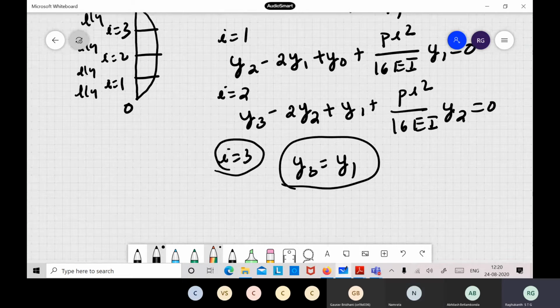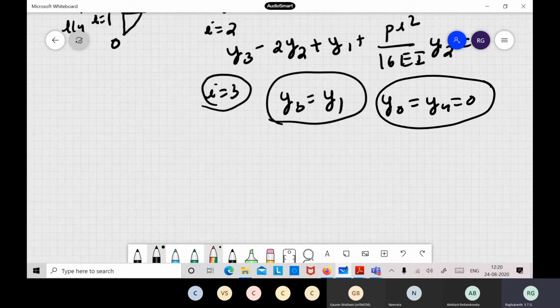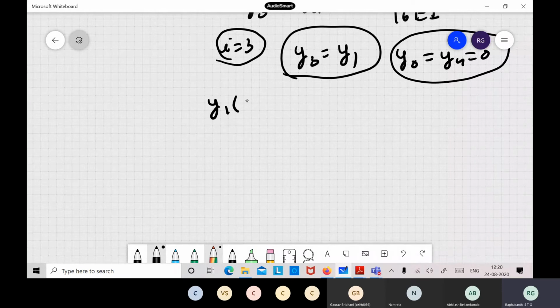Because y3 is equal to y1, and y0 and y4 are zeros because of the support conditions, now you substitute. Finally you will get two equations only, plus y2 is equal to 0.